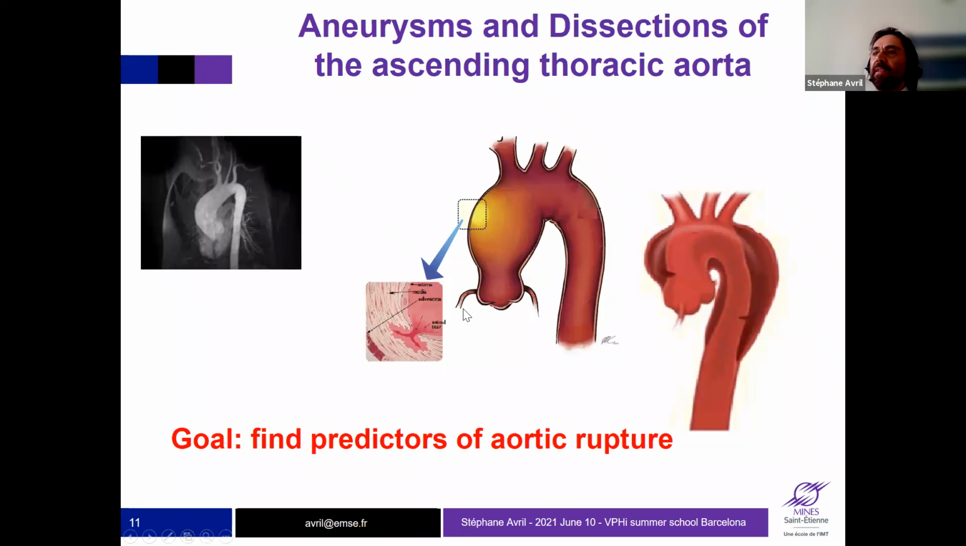So it means that taking the decision to treat an aneurysm in the ascending thoracic aorta needs to be decided with a lot of care, and biomechanics can help, because some aneurysms have been found to have a very low risk of rupture, even if they are big. And now just the size is taken into account by the surgeons to take the decision.